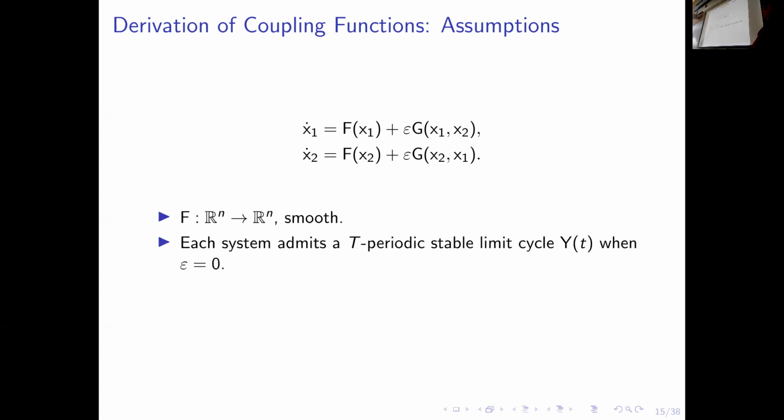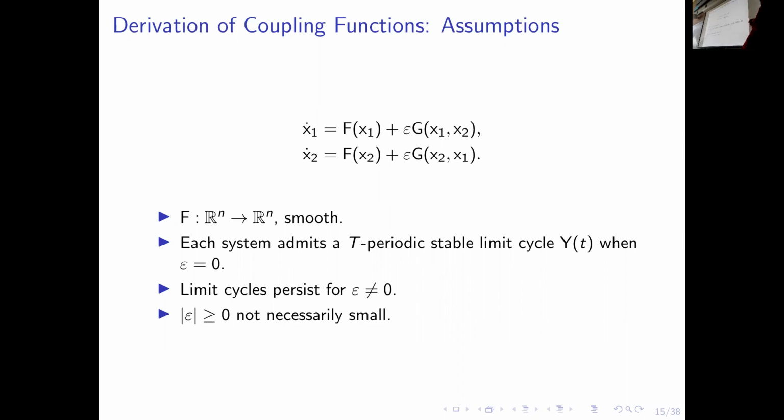We have some assumptions about smoothness, so everything has to be sufficiently nice. We have a stable limit cycle when epsilon is 0. One technique persists. The cycle is perturbed, and we can say a lot of things, but the coupling is not necessarily small. And then it uses some general function.